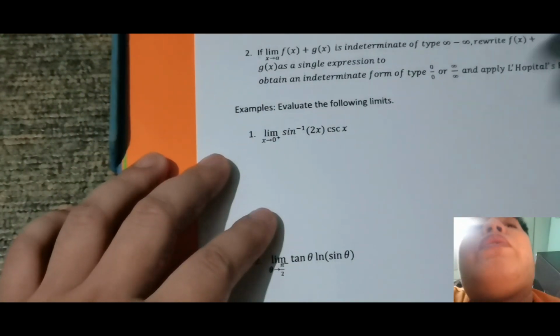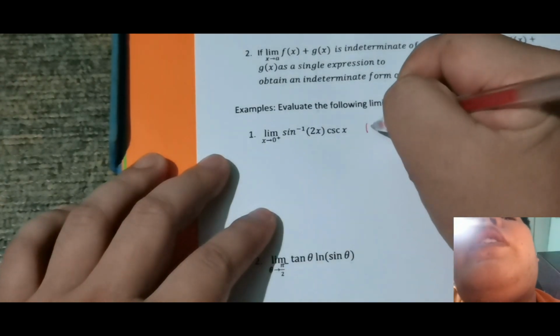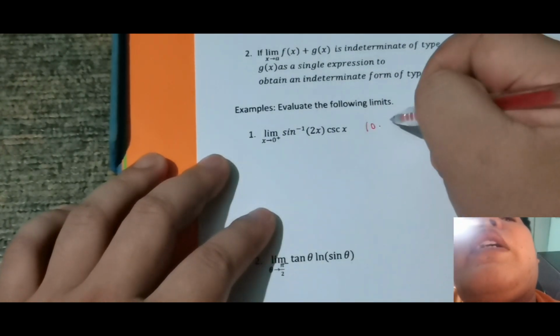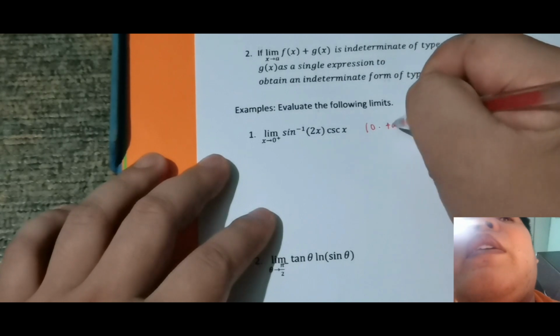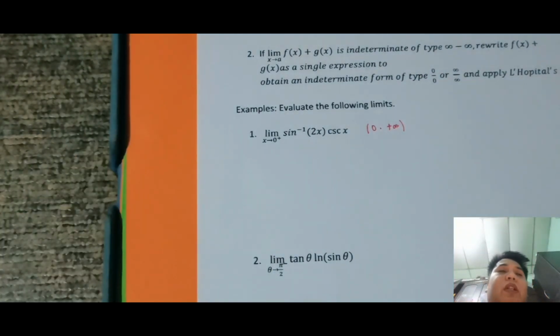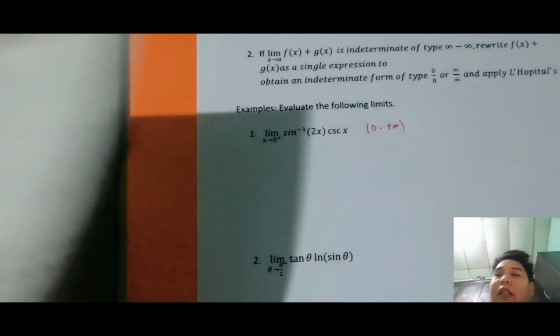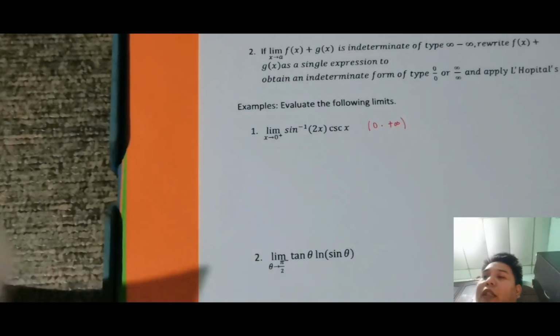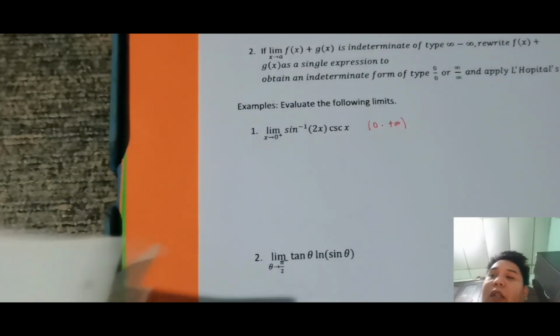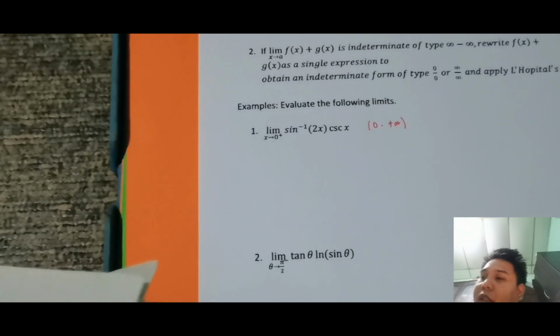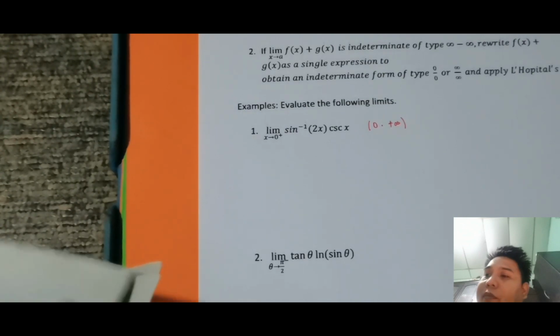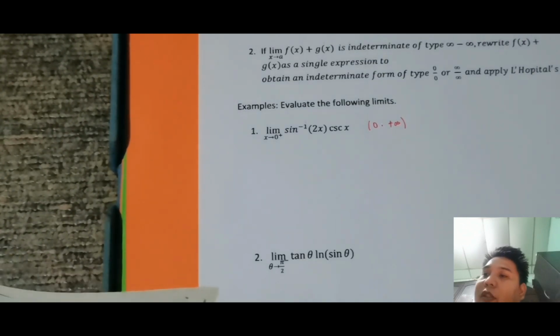Hindi ako ganun ka sure. Pero alam ko 0 din to. 0. 10 times dito cosecant x, this is positive infinity. So gusto ko lang din i-check paano ba siya naging 0. Okay, so teka lang ha. Tingnan ko lang yung aking identity ng sign. May identity kasi yung arc sine na pwedeng gamitin, pero discover ko na lang din.